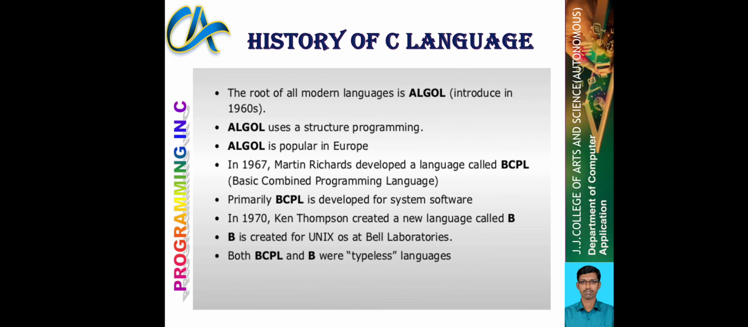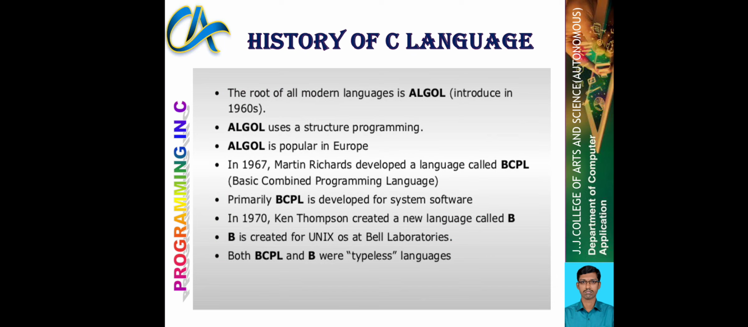History of C language. The root of all modern languages is ALGOL, introduced in the 1960s. ALGOL uses structured programming. ALGOL is popular in Europe. In 1967, Martin Richards developed a language called BCPL. Primarily, BCPL was developed for system software.